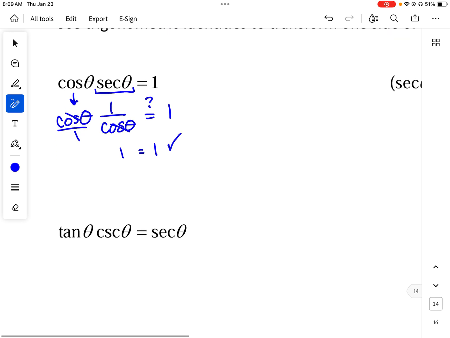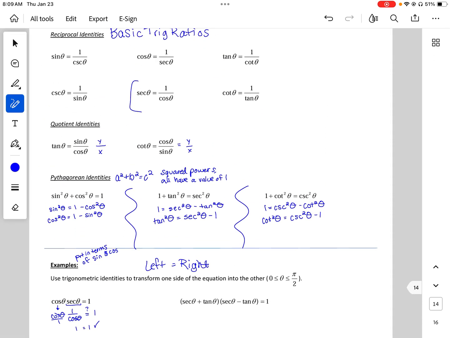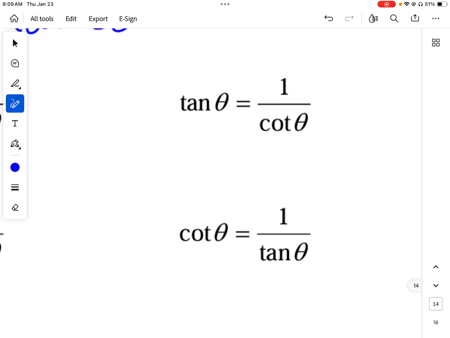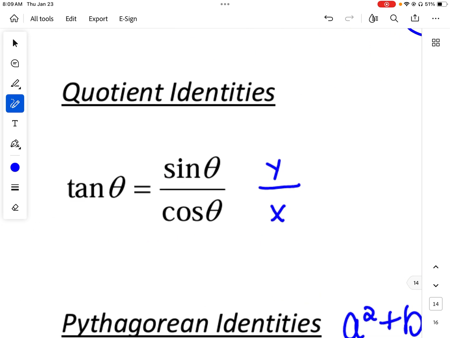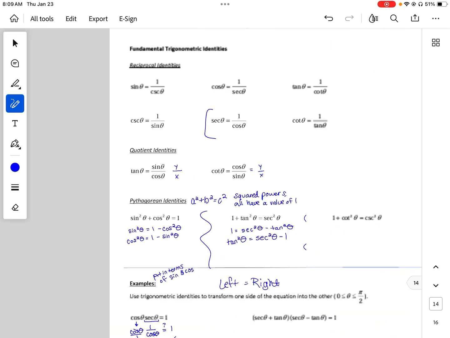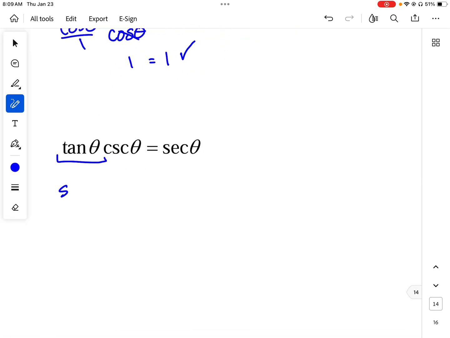Okay, let's go to the next one. Tan theta cosecant theta equals secant. So remember how I said we want to put it in terms of sine and cosine. So let's look at tan. I'm going to go up here. Tan is 1 over cotan, or actually let's use this one, sine theta over cosine theta. So that's what I'm going to replace tan with. Sine theta over cosine theta.